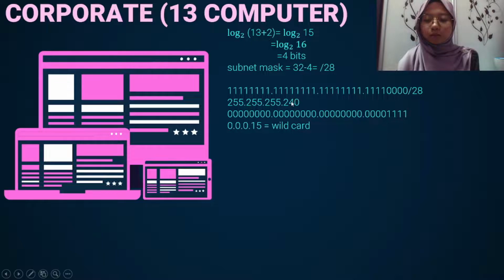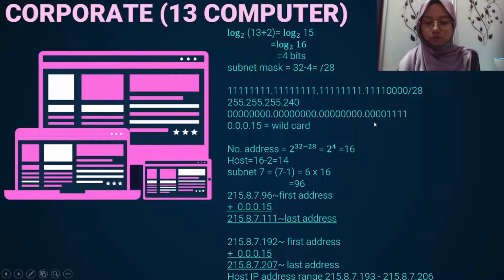So after we get this, we must change 1 to 0, and 0 to 1 to find the wildcard. So after we change 1 into 0 and 0 into 1, we get this. We must change it into decimal. So we got 0.0.0.15, this is the wildcard.